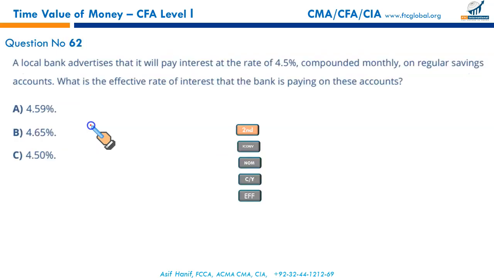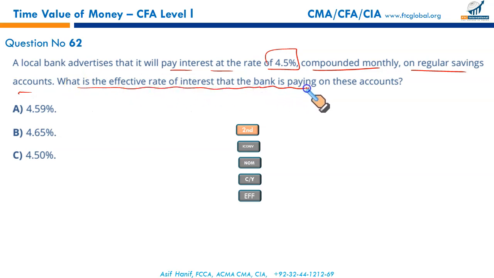Next, a local bank advertises that it will pay interest rate 4.5% compounded monthly on regular saving accounts. What is the effective rate of interest that the bank is paying on these accounts? I'm sure you know what to do.